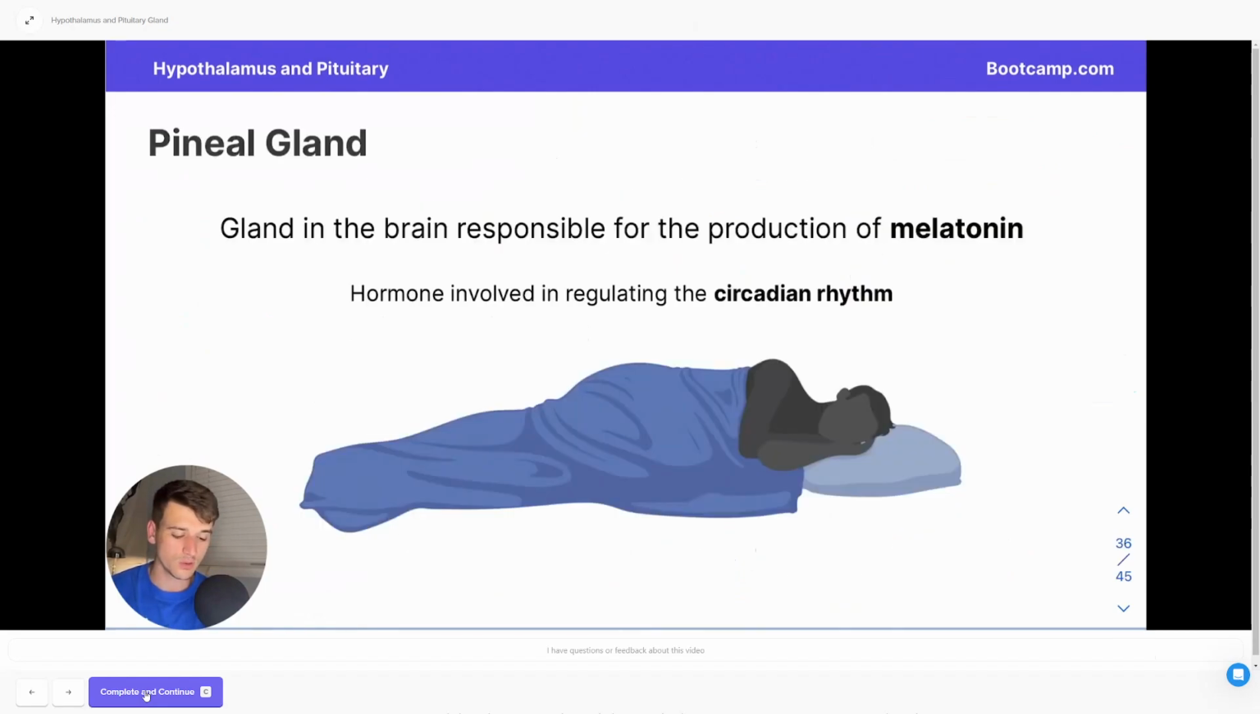And one more quick note that we do have for you today is about the pineal gland. And the pineal gland is very important because it produces something that might sound very familiar. It produces melatonin, with melatonin, of course, being an incredibly important hormone for regulating your circadian rhythm in sleep patterns.